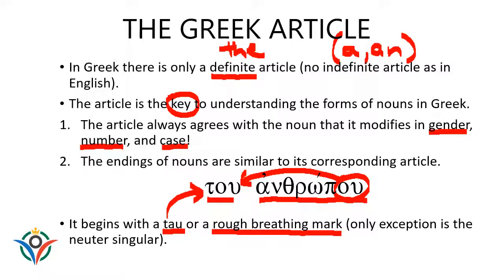Alright, so guys, I cannot overemphasize the importance of learning the Greek article. Why? Because it's the key to understanding the forms of nouns in Greek. The article never lies. It always agrees with the noun that it modifies in gender, number, and case.